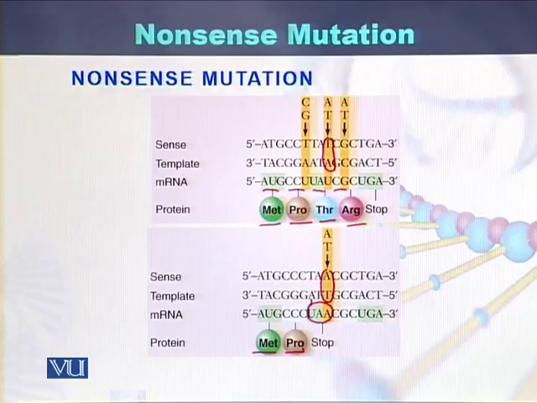So nonsense mutation is such a mutation in which there is a change at the DNA level, and due to that change, the normal codon is converted into a stop codon. So due to the presence of a stop codon, there is a termination of the synthesis of the protein, meaning the protein synthesis blocks or stops.